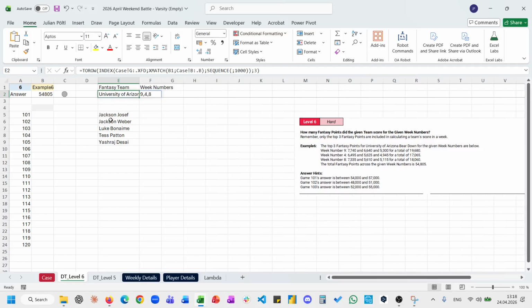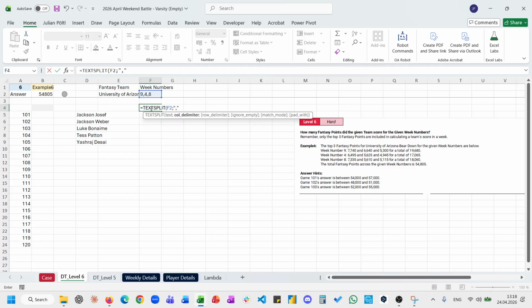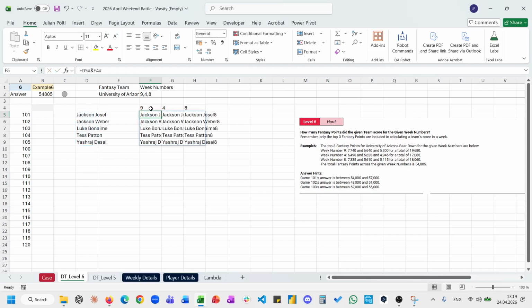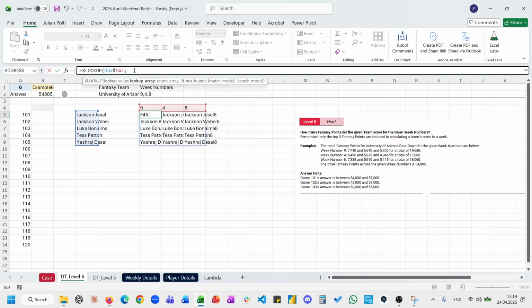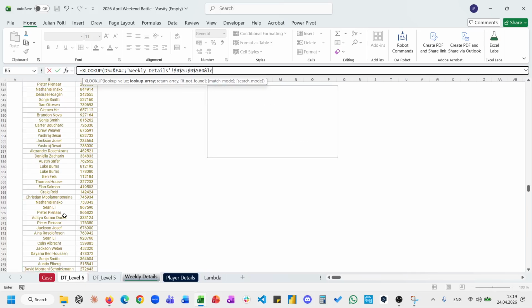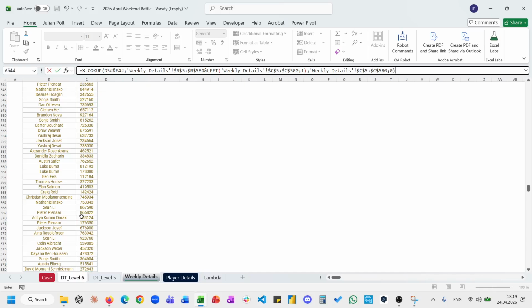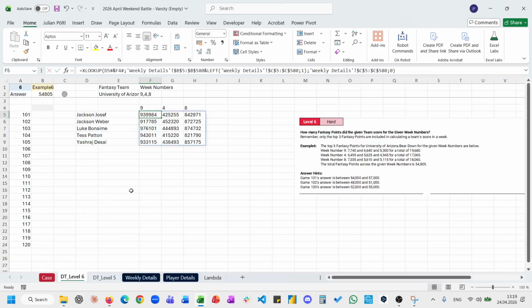Okay, interesting, Benny, that you are going with the University of Arizona. And then TEXTSPLIT this here, and then XLOOKUP for this and the weekly details, and LEFT 1, returning the code, if not found 0. Okay, they are always participating, so it would not have been necessary.